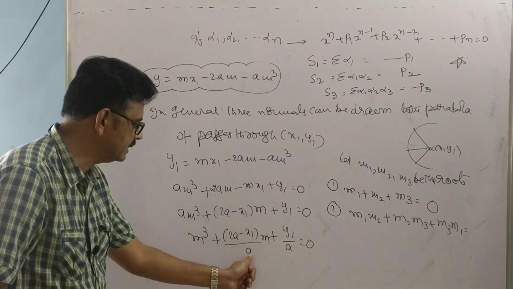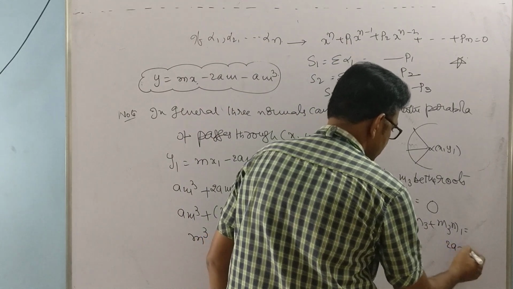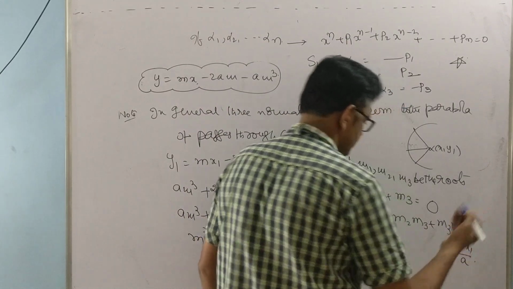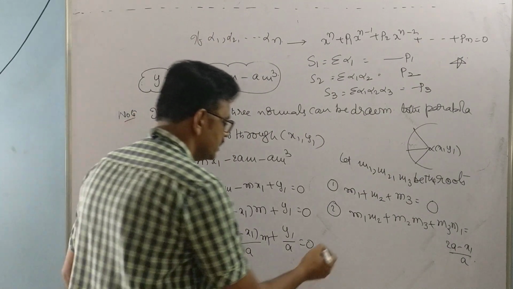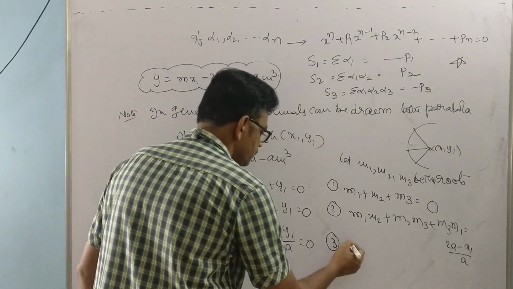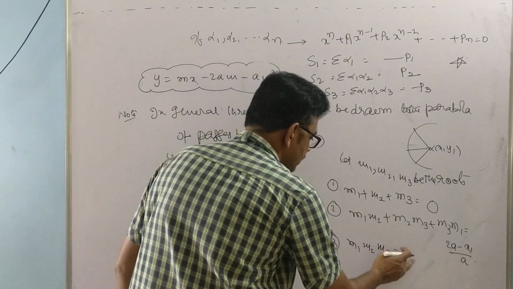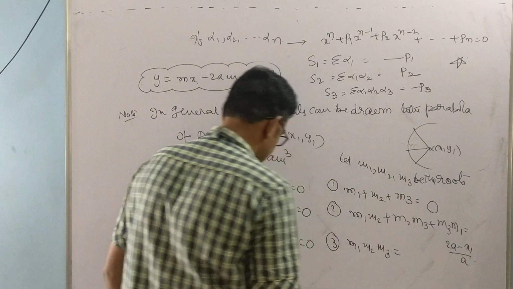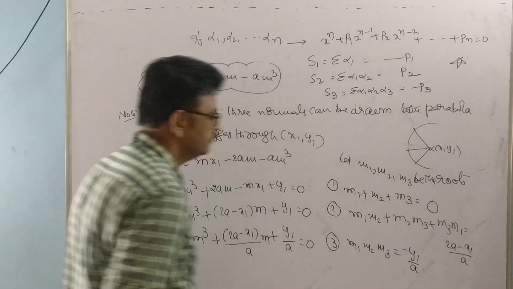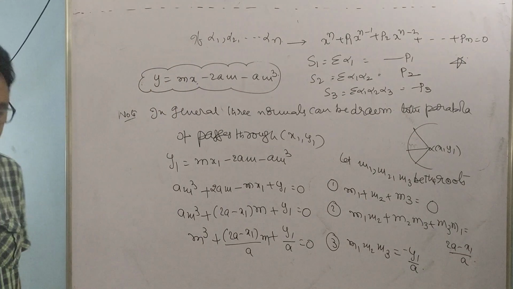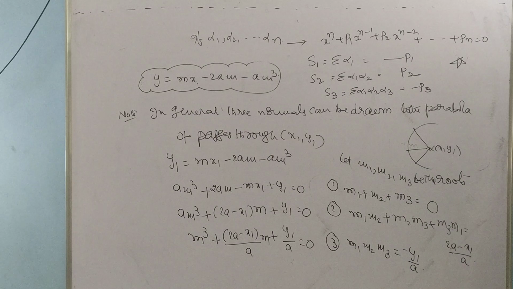So this is 2a minus x1 by a. And next, the product of roots, because only 3 roots are there. So the product m1 m2 m3 is equal to minus p3. So minus, this is y1 by a. Okay, these points are important points while solving the problems from an objective point of view.